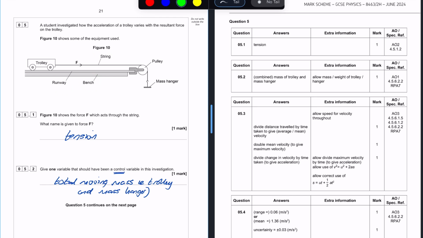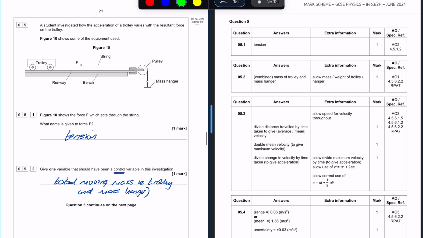What name is given to the force? And that force is called tension because it's a pulling force. When you were 7, you'd have called it pulling. Now that you're doing GCSE and you're as smart as you can be, then you're going to call it tension. There's other contact forces like compression, the opposite of tension. So you get compression in a spring and you'll get friction. All of those are contact forces, but this one is tension.